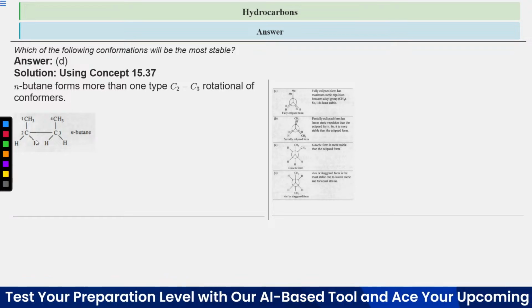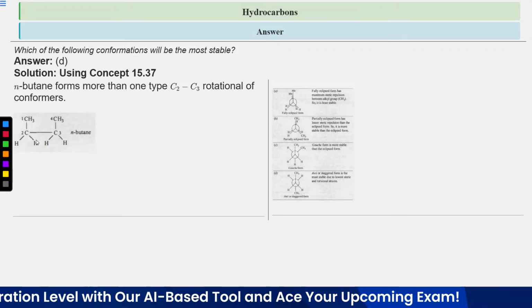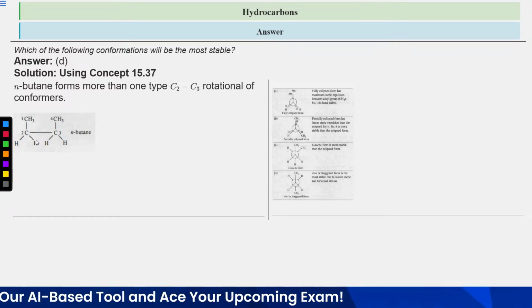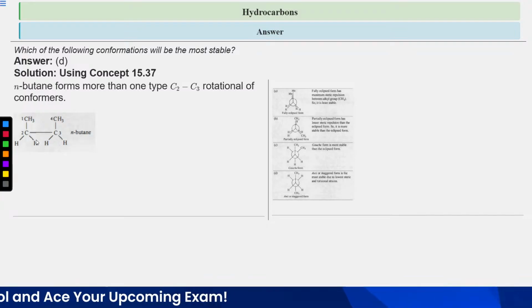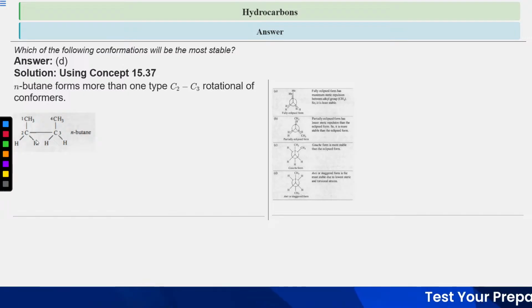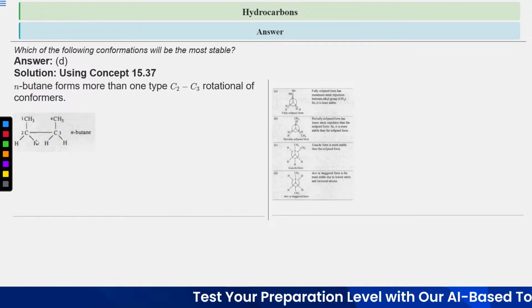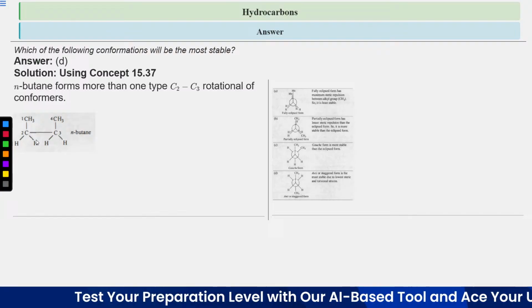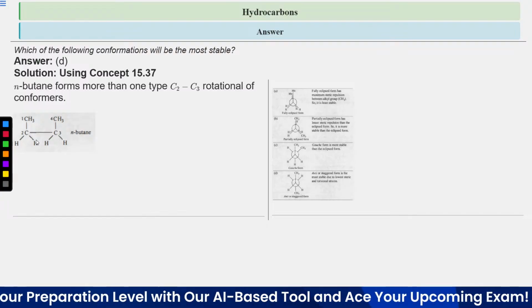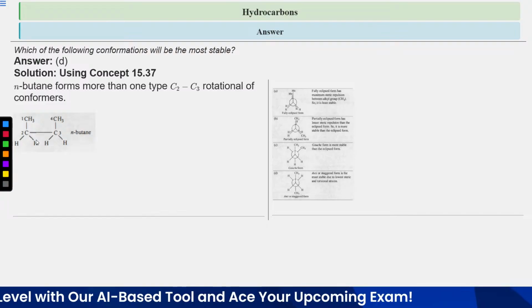In the third structure, we have the gauche form, where the methyl groups are slightly away from each other. So this is a gauche form. This is more stable than the eclipsed form, again, because in the eclipsed form there is the maximum steric repulsion. But if you compare, the gauche form will be more stable than the fully eclipsed form.